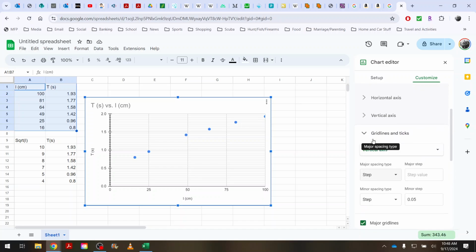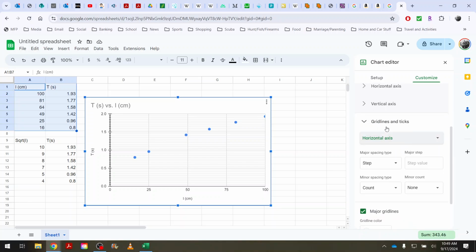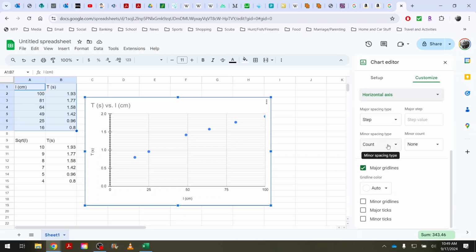My majors, I'll leave that alone. If I want to do my horizontal axis, I could change that in here too. I want a minor axis, I want them to go up by, I don't know, 5s. So I've got a graph that's broken like that, and I'm adding in grid lines here. And now to actually throw in the equation.